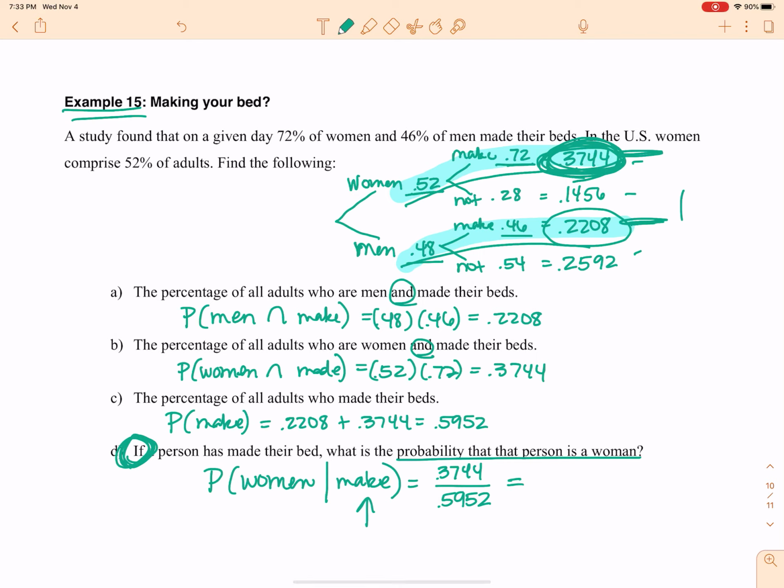And of course, leaving these decimals and fractions, not good math practice. So I am going to find my decimal answer here. So I've got 0.3744 divided by 0.5952, and that gives me 0.6290.